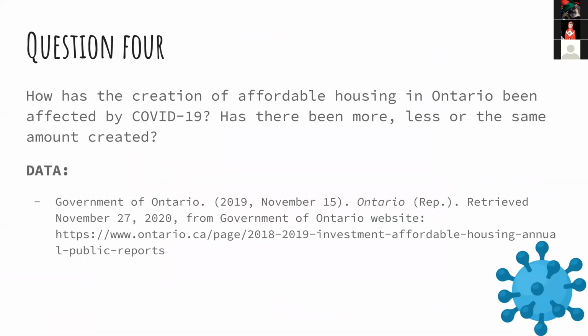Our fourth question is, how has the creation of affordable housing in Ontario been affected by COVID-19? More specifically, we want to know, has there been more, less, or the same amount of affordable housing creation? The data we'll be using comes from the Government of Ontario website. It's just showing their investment in affordable housing annual income report, and we got our data from here.